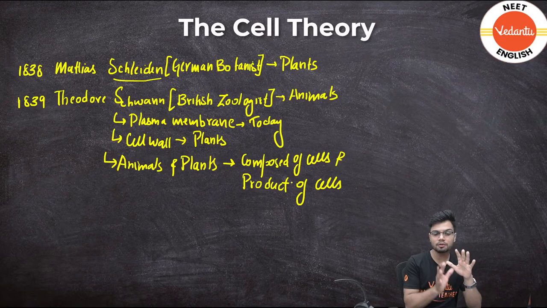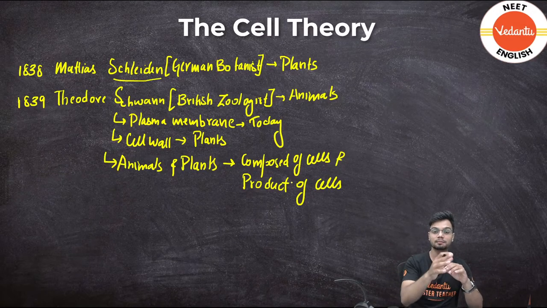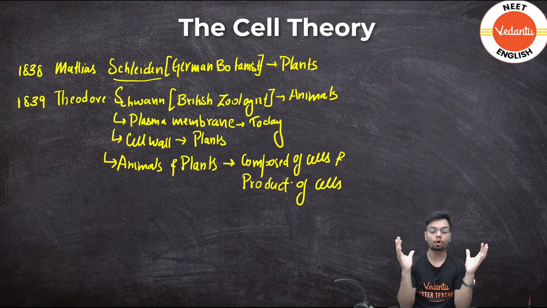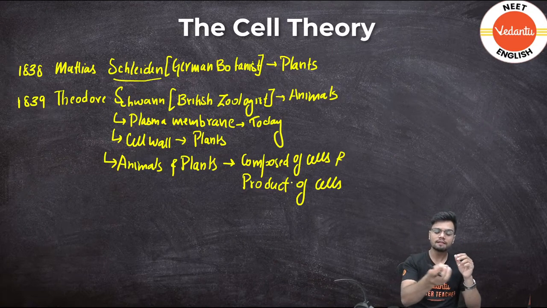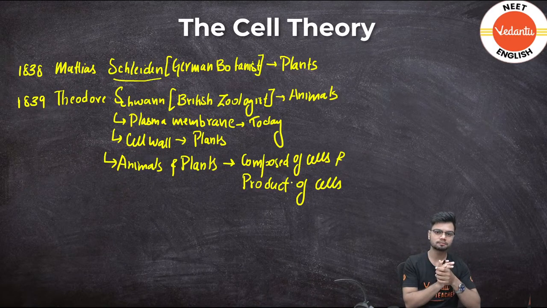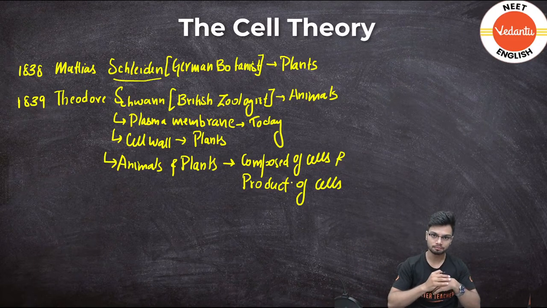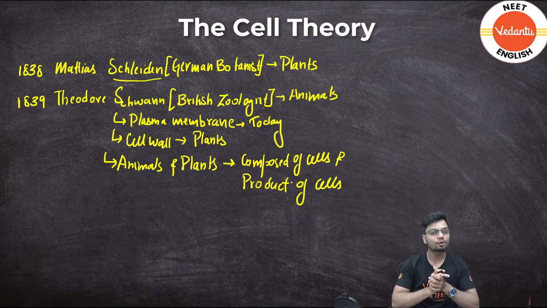Now this theory was fine till here. We know we have cells, that in plants we have different types of cells, which join together to form different types of tissues. Plants and animals are composed of cells and a product of cells. But the burning question which did not get resolved is, where do cells come from? Does someone add the cells inside? Then where do the cells actually originate from?